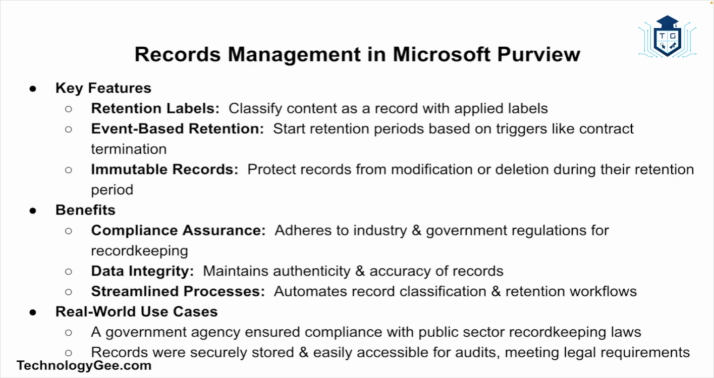So there are retention labels that allow for you to apply labels to classify content as a record. It offers event-based retention, so you can trigger retention periods based on specific events such as contract termination. And it offers immutable records, so this ensures records cannot be modified or deleted during the retention period.